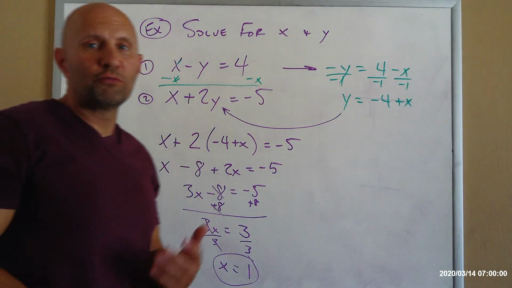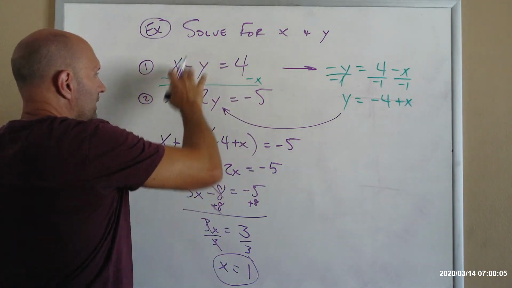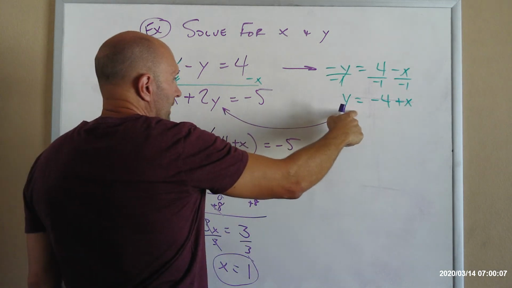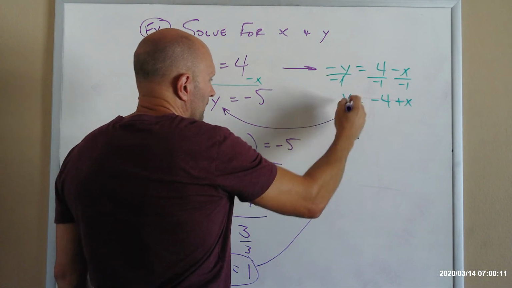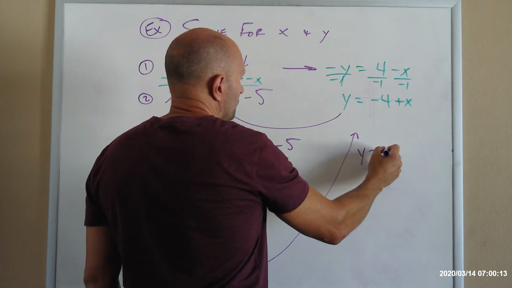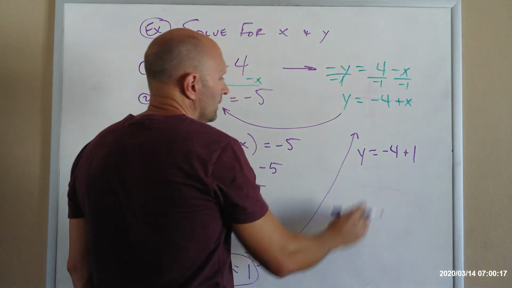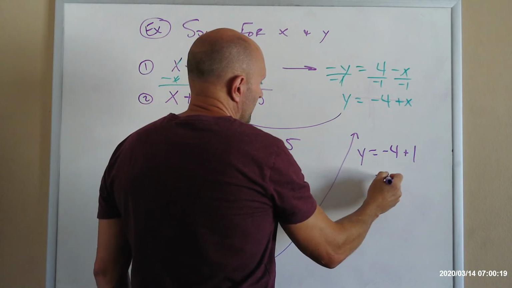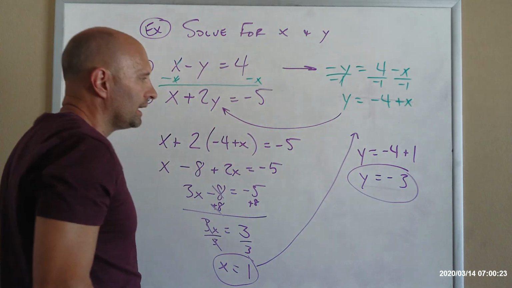But we want to solve for x and y. So we need to plug it back in. You can either plug it back into one of your originals, or we have over here y is negative 4 plus x. So if I plug that in here, y is equal to negative 4 plus x, which is 1. Negative 4 plus 1 is negative 3. So therefore y is equal to negative 3.